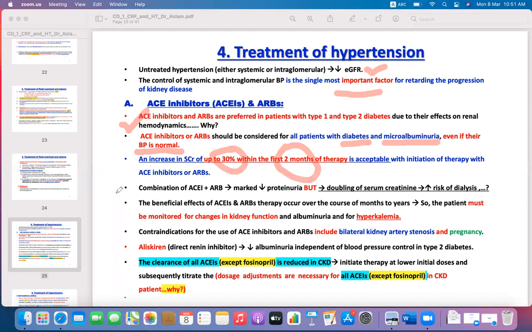We can also recommend the combination of both drugs to decrease the proteinuria, but this combination of two drugs, ACEI and ARB, will double the serum creatinine and may lead to a risk of dialysis.